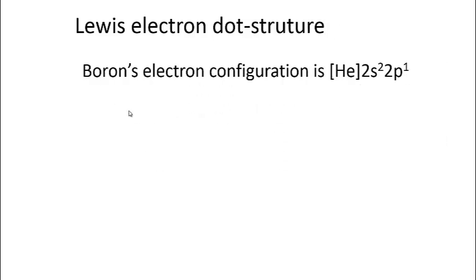For instance, boron has 3 valence electrons. Its Lewis electron dot symbol would look like this. You draw the atomic symbol for boron and then place boron's 3 valence electrons around boron's atomic symbol. This electron dot symbol, however, is not representative of boron's electron configuration, which is [He] 2s2 2p1.